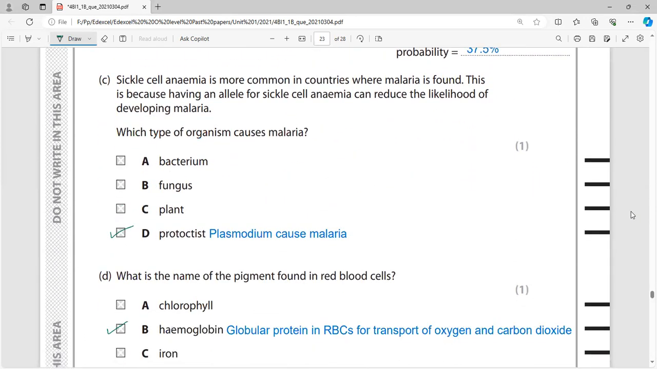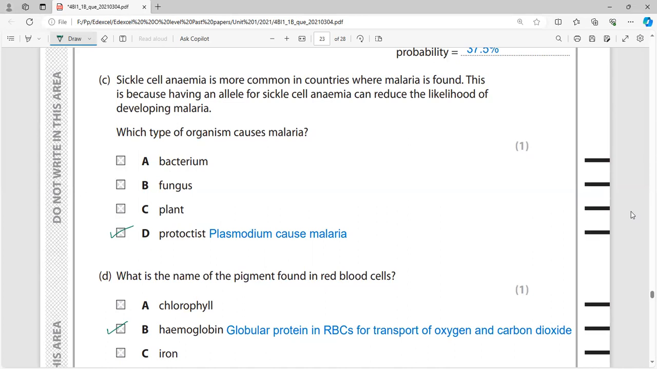Sickle cell anemia is more common in the countries where malaria is found. This is because having the allele for sickle cell anemia can reduce the likelihood of developing malaria. Malaria is caused by Plasmodium, and Plasmodium is a protoctist which cannot survive in the red blood cell. So that's why the people who are heterozygous were protected from malaria in the past, when malaria was causing a pandemic across the world. So which type of organism caused malaria? That is protoctist.